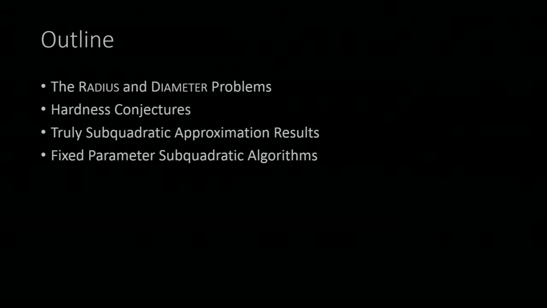So a brief outline of what I'll be talking about today. I'll begin with an overview of the radius and diameter problems, just as a quick recap. Next, I'll talk about the various hardness conjectures we'll be using to prove lower bounds for these two problems. So in this work, we talk about both upper and lower bounds, and we managed to get some of them to match. So I'll talk about what hardness conjectures we need to prove the lower bound half of that.